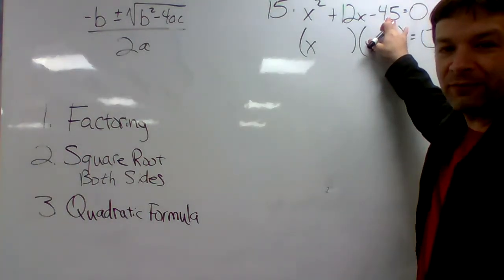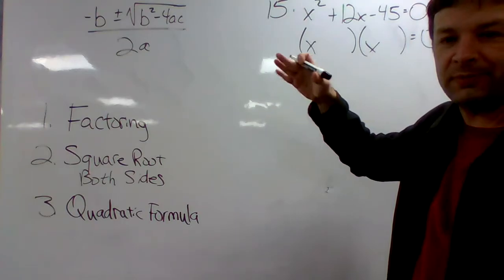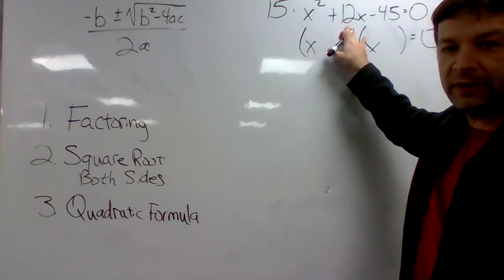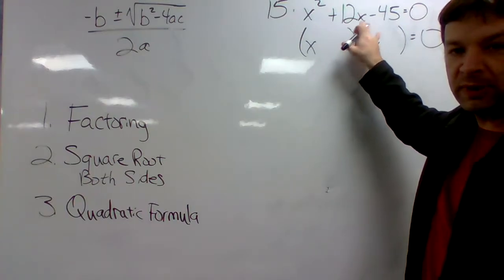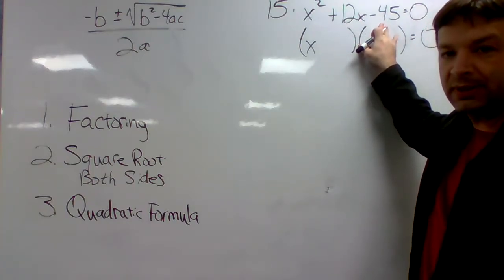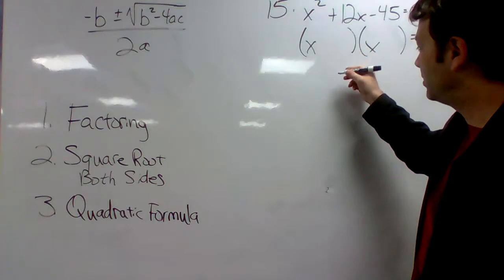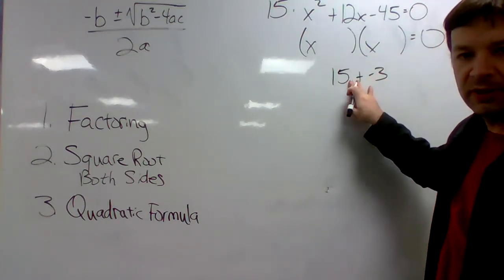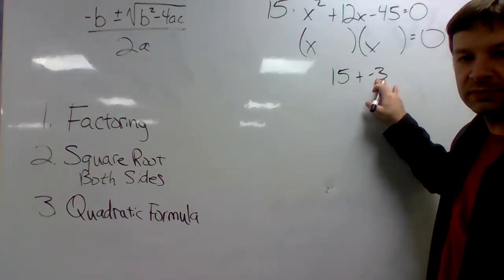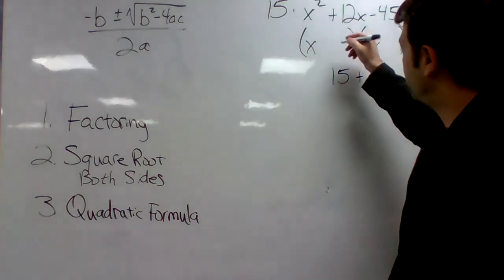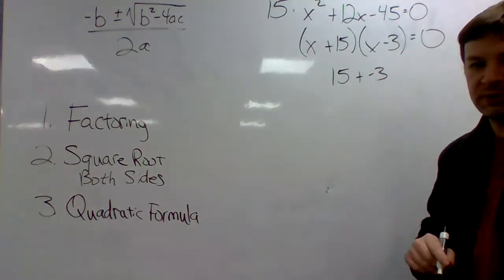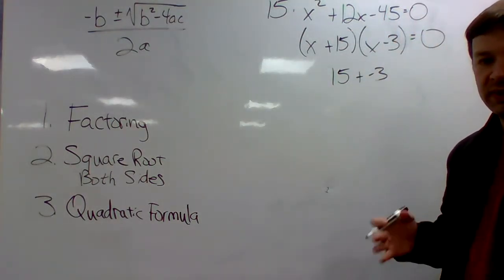Okay, negative 45 is 3 times 15. Can we get 12 out of 3 and 15 if one of them is negative? Yes, we can. 15 and negative 3 would add up to 12. So that means if I put plus 15 and minus 3 in my parentheses, that would factor.